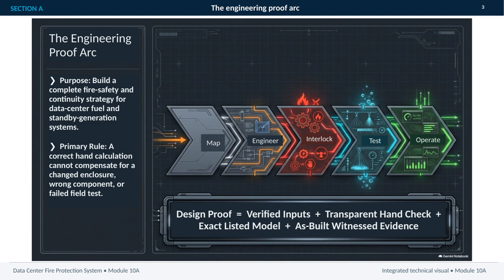That is why the design proof combines 4 elements: verified inputs, a transparent hand check, the exact listed model, and as-built evidence witnessed in the field. Together, these elements create a traceable chain from assumptions to design decisions, to installed equipment, and finally to demonstrated performance. The goal is not simply to produce a technically correct design on paper. It is to show that the design matches the equipment, the enclosure, the controls, and the operating reality of the data center.